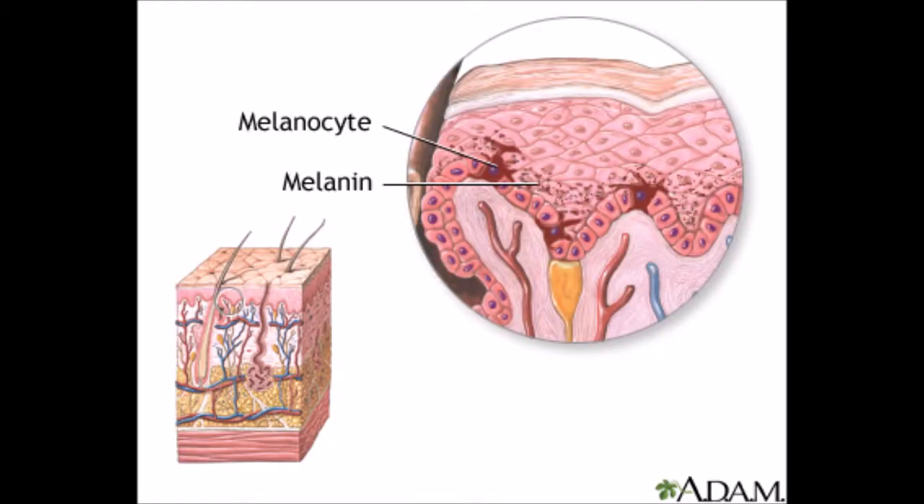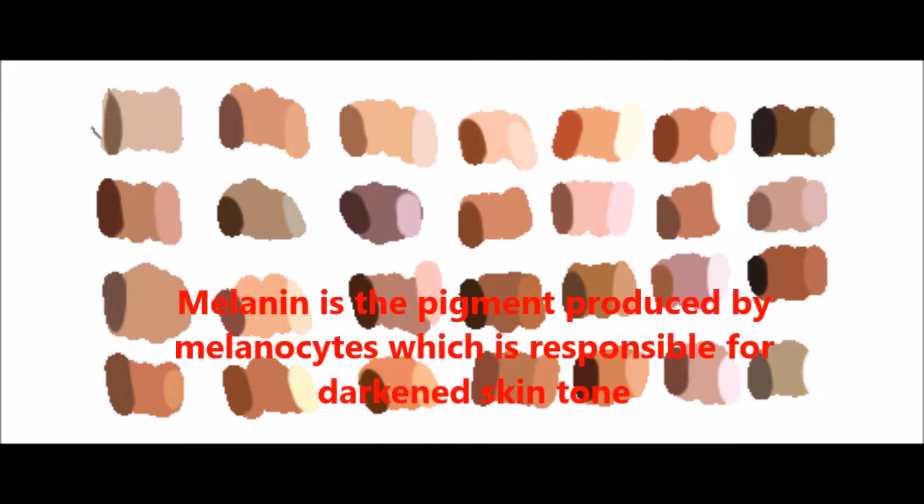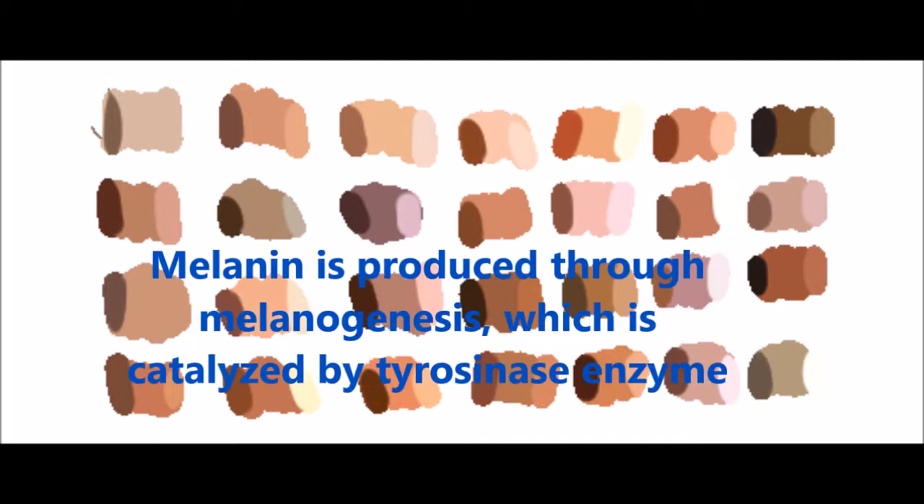Let's take a look at the example of skin color. While genes control phenotypic or physical variation, alleles control the actual variation. In skin color, alleles control the production of melanin. Melanin is a pigment that controls the color of skin. Melanin is the pigment produced by melanocytes, which is responsible for darkened skin tone. It is produced through melanogenesis, which is catalyzed by the tyrosinase enzyme.